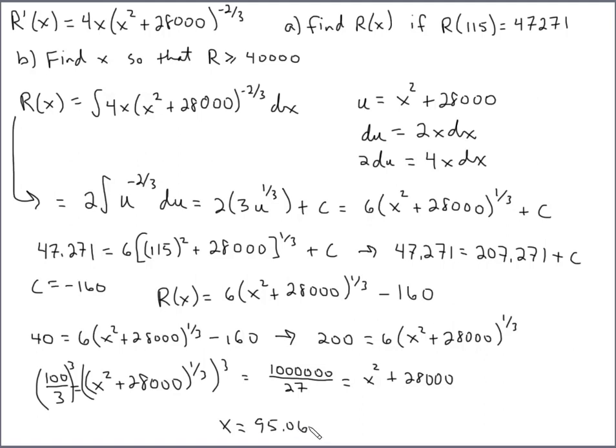Now keep in mind this is the number of gadgets that we need to get a $40,000 revenue. You can't sell part of a gadget, so if I sell 95, I'm actually going to be under because this is a little bit over 95. So in order to actually get that 40,000, I have to round this up to the next highest number of gadgets. So we must sell 96 gadgets in order to get at least $40,000 in revenue.